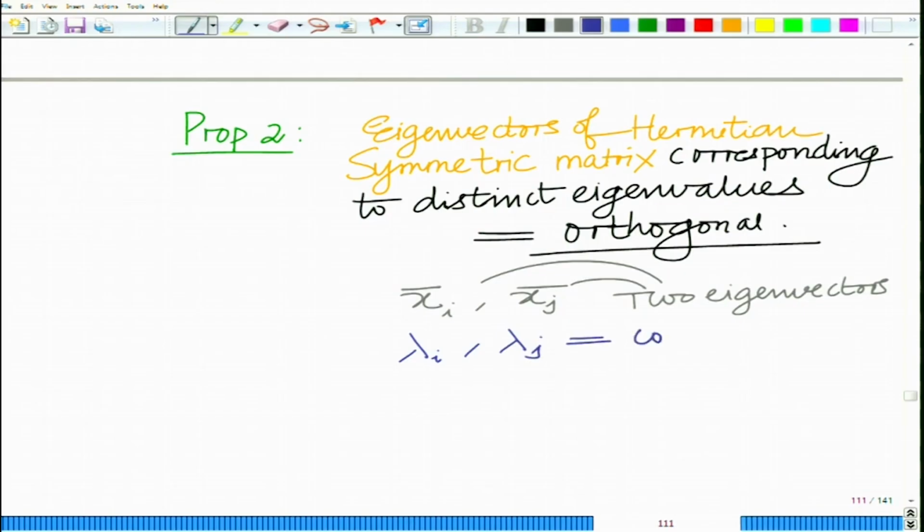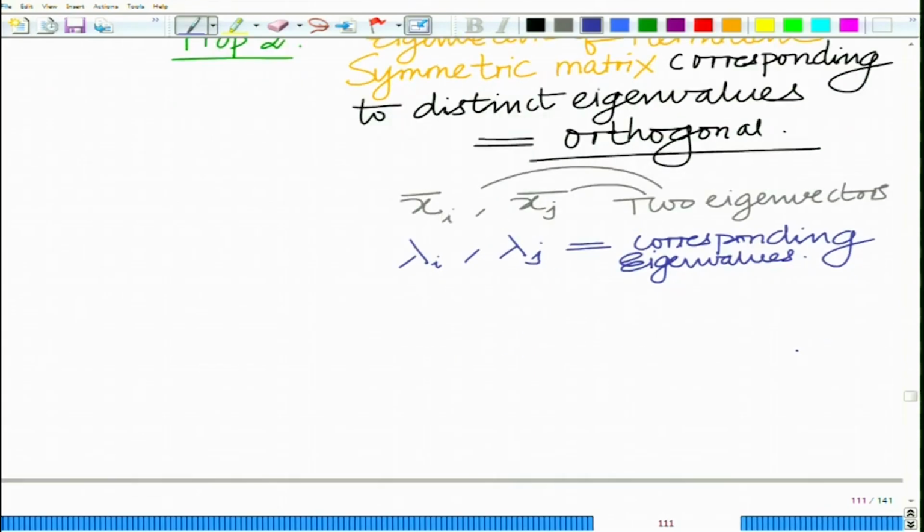These are the corresponding eigenvalues, and remember these are distinct, lambda i not equal to lambda j, that is, these are distinct. Okay. And now what we want to show is that the inner product xi bar Hermitian xj bar equals 0, and the proof can proceed as follows.